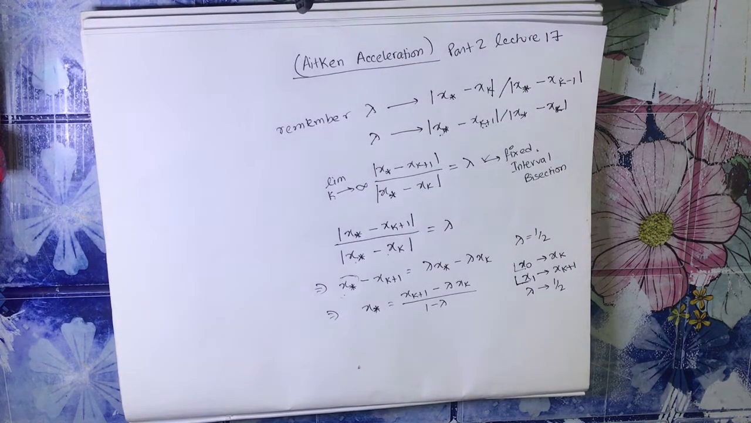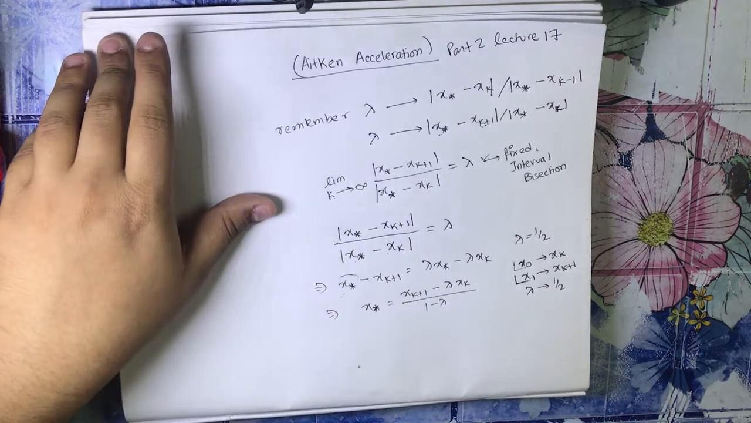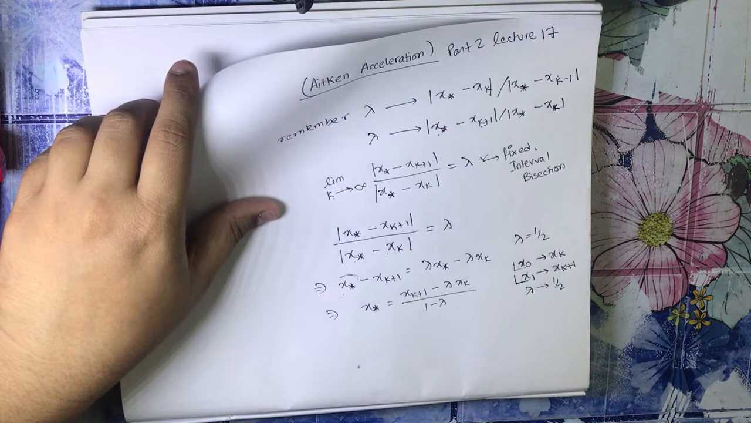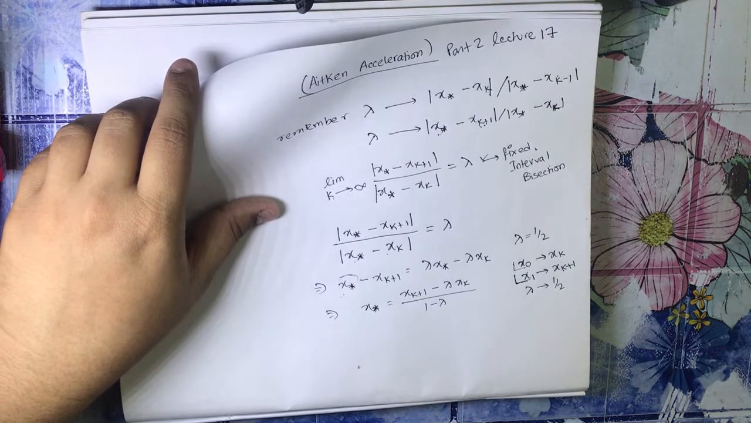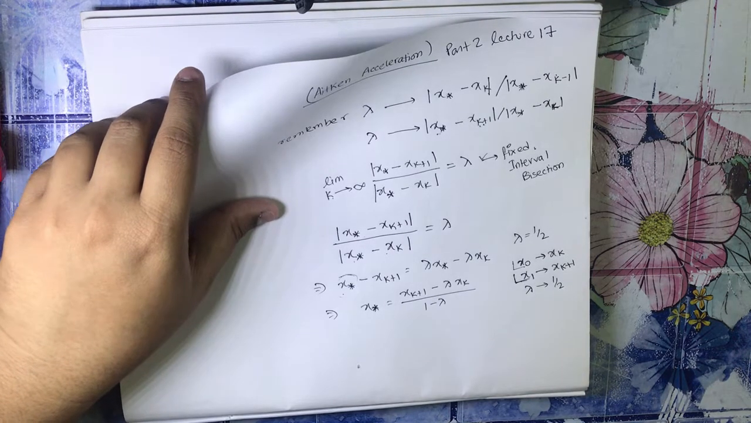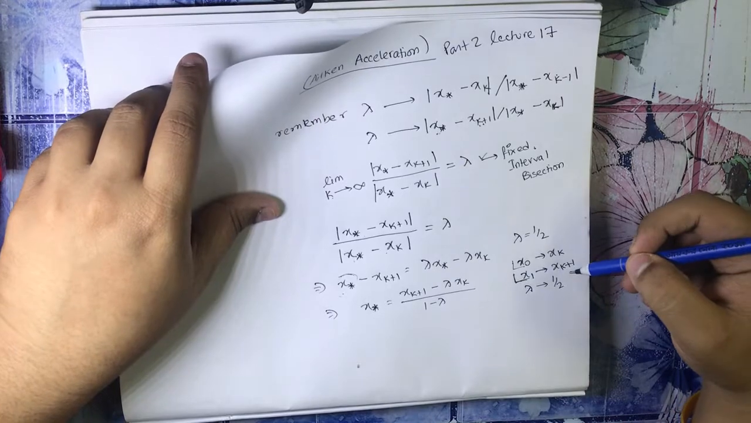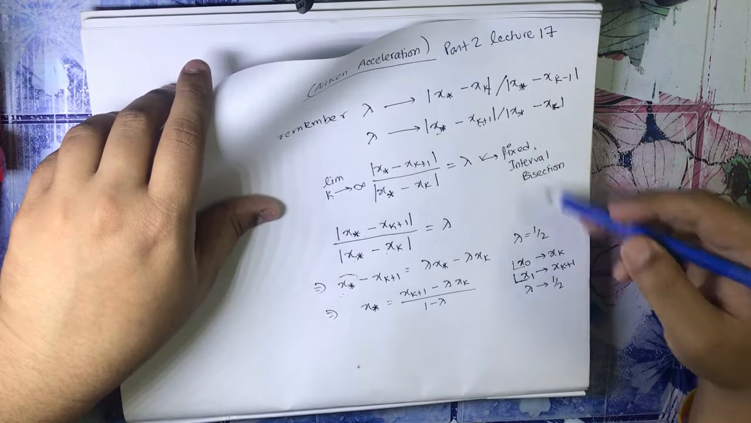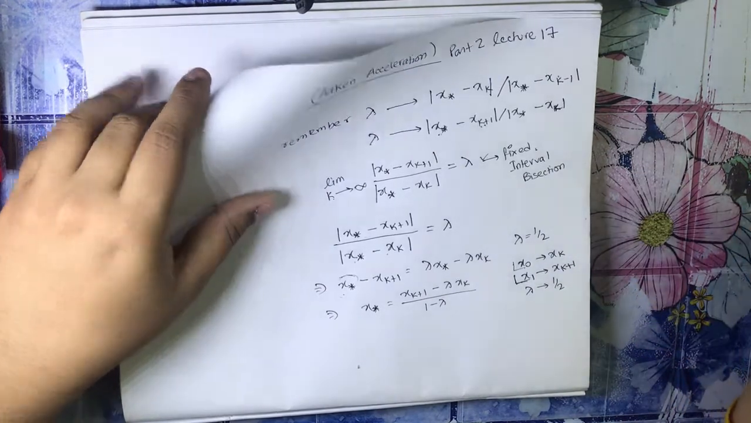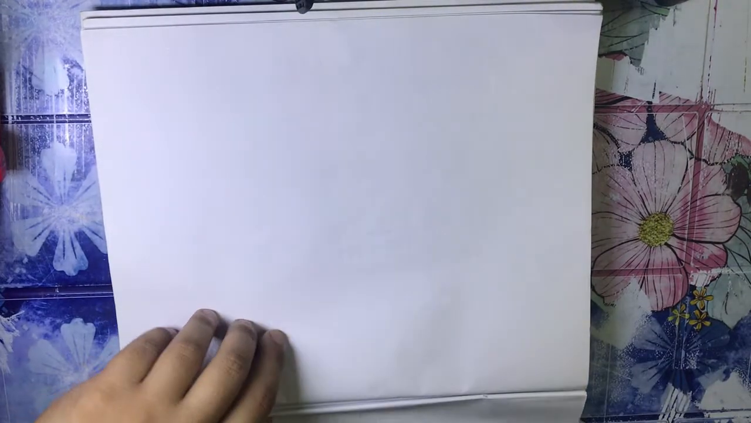I'll try to include some examples in my lecture notes, so you can use that as a reference for how to calculate the root using xk plus 1 and the value of lambda, which is basically half for interval bisection. All right.